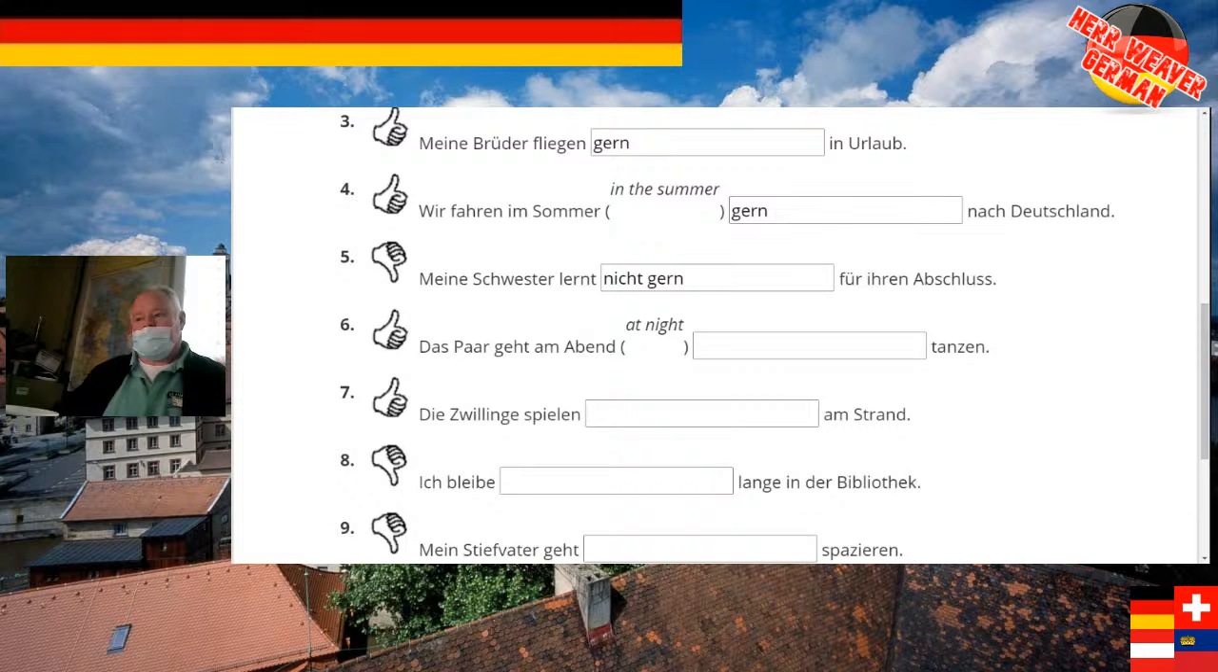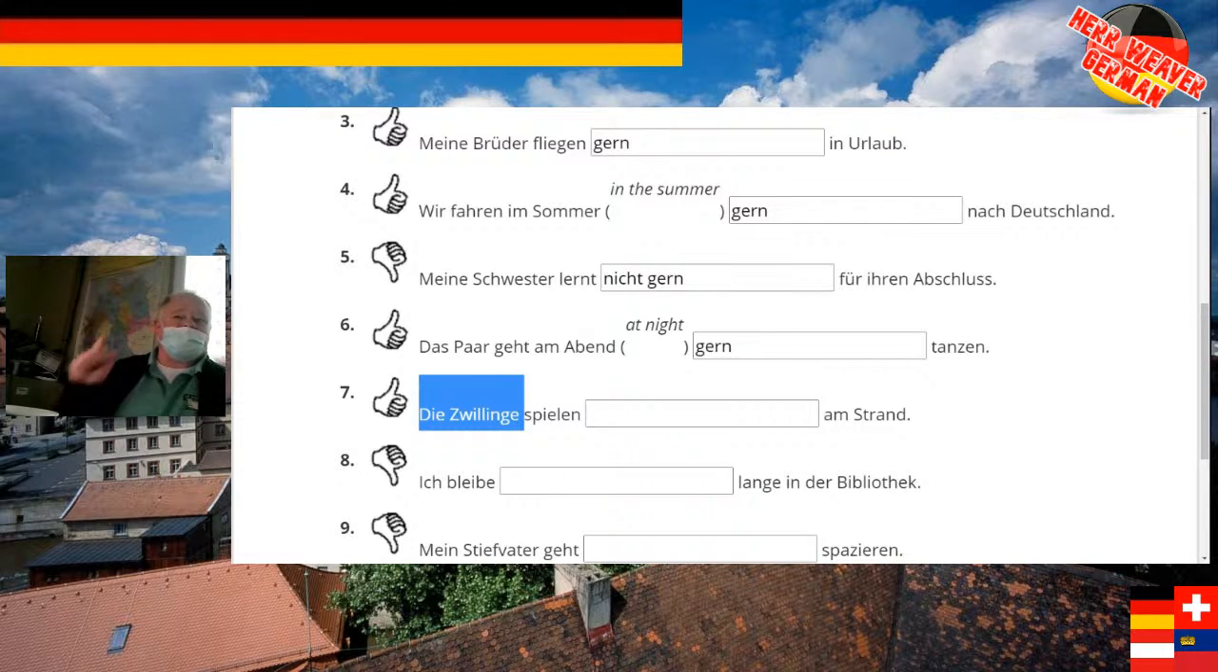Okay. Die Zwillinge, thumbs up. Das Paar geht am Abend tanzen. What do they do? Where are they going? Geht tanzen. What's tanzen? Dancing. So the couple geht am Abend. Thumbs up. Gern. They like to go what? When? And right, at night, in the evening. Good. Who are die Zwillinge? This is plural.